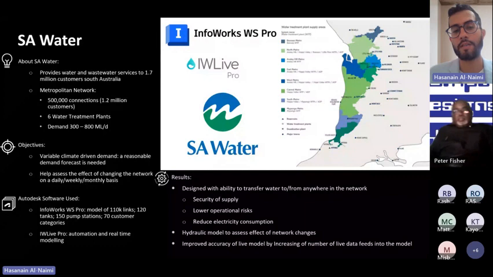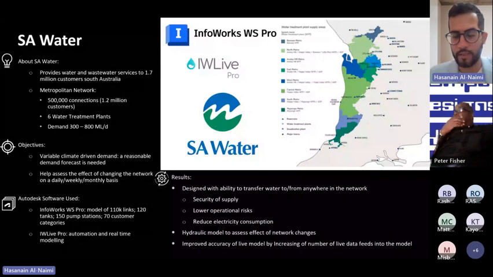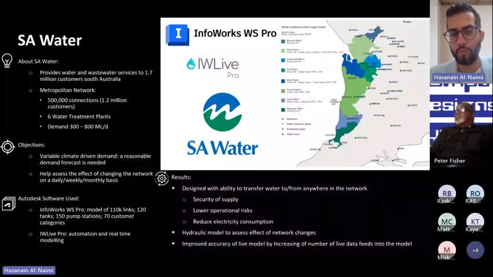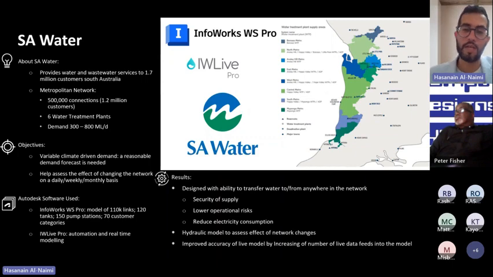Now, as for how big the model is, it was a huge model. I mean, we have models with over 1 million links, but here you have 100,000 links, 110,000 links, 120 tanks, 150 pump stations, and 70 customer categories. These customer categories are based on, of course, their preference and how they categorize them, but you can also input them in the software. And again, that's what they used to have the scenarios.